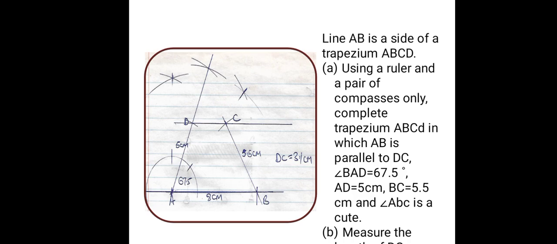Line AB is a side of trapezium ABCD. A. Using a ruler and a pair of compasses only, complete trapezium ABCD in which AB is parallel to DC. Angle BAD is equal to 67.5 degrees. AD is equal to 5 centimeters. BC is equal to 5.5 centimeters. And angle ABC is acute. Measure the length DC.